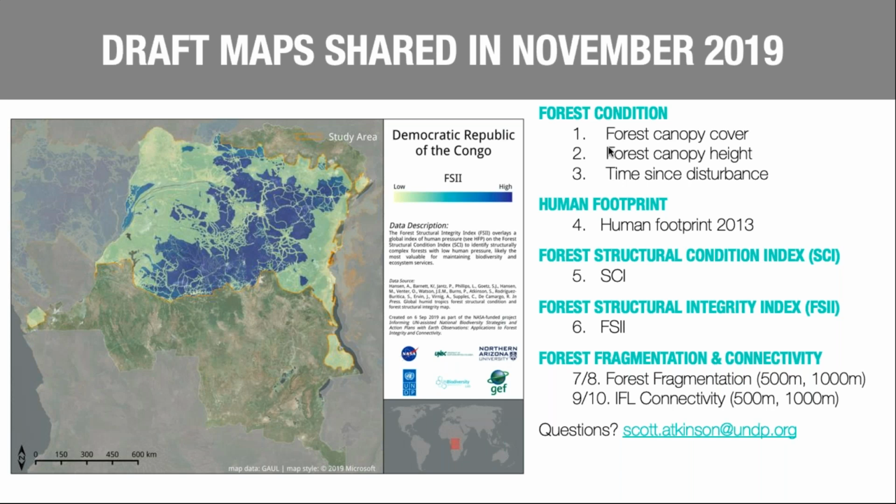So following our first webinar back in November 2019, we shared 10 draft maps of project data with you for your country. For some project data sets, multiple maps are available. You can see the full list of maps we provided on this screen. If you didn't receive these maps for any reason or have questions about them, please don't hesitate to contact Scott Atkinson at the address shown on the screen.